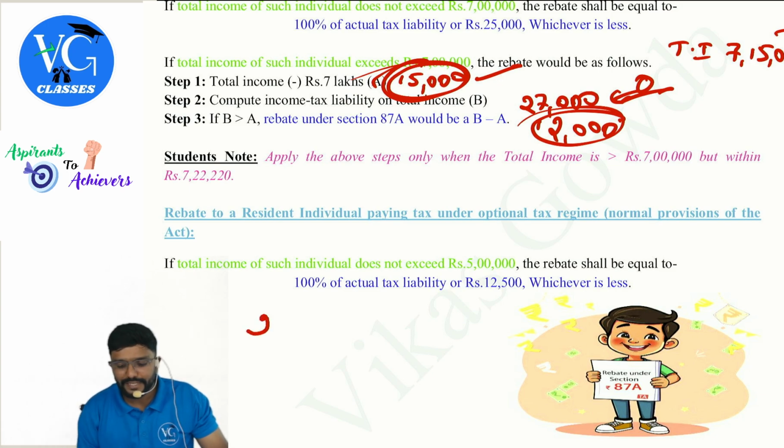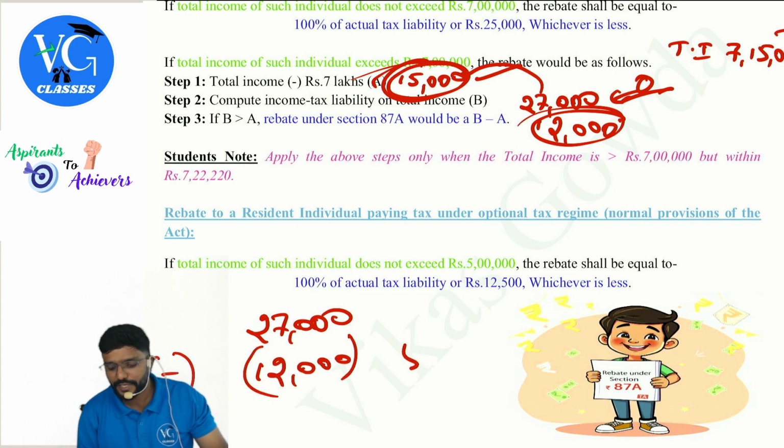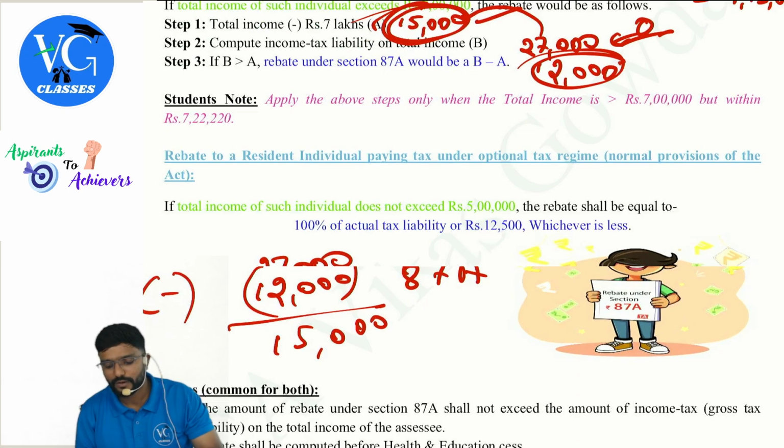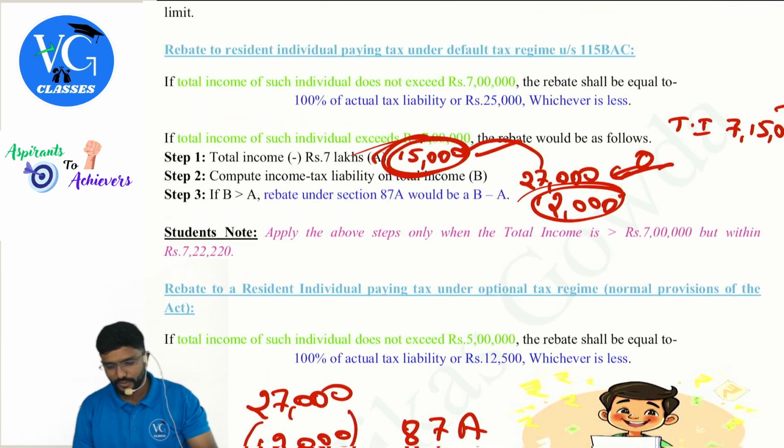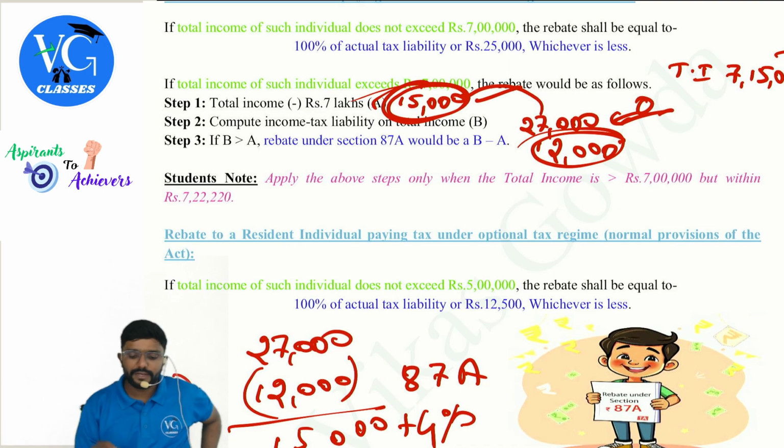So what is the amount of tax liability, guys? Actually, 27,000. From that, I will get rebate. How much? 27 minus 15, 12,000. I will claim the rebate under section 87A. Remaining is 15,000. On that, add 4% health and education cess and pay it. That's all. So I have given one number to you.